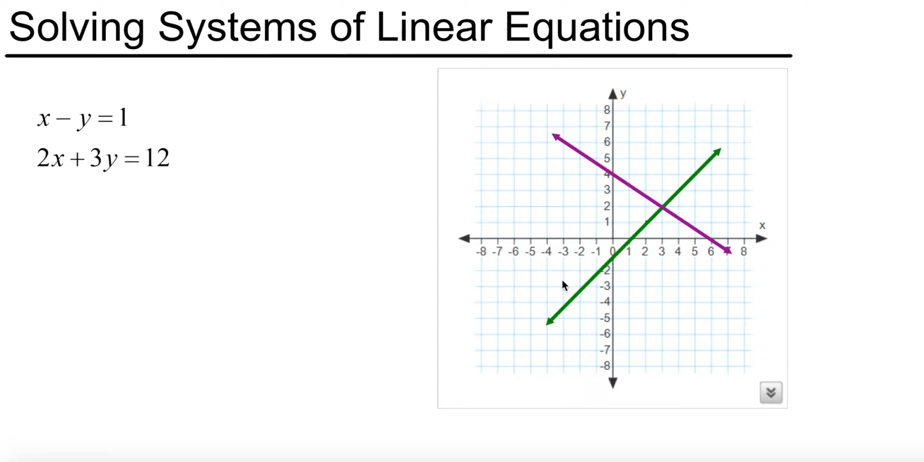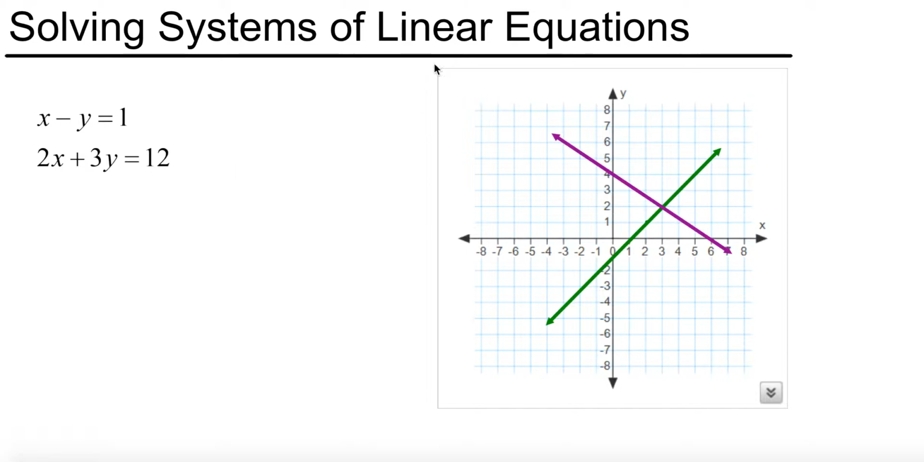In this ACT video, we're going to take a look at solving systems of linear equations. A system of linear equations is simply more than one equation with more than one unknown. In this video, we're going to look at systems of just two equations with two unknowns. So for example, I have here x minus y is equal to 1 and 2x plus 3y is equal to 12.